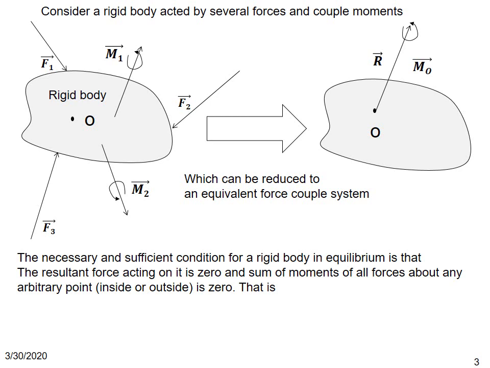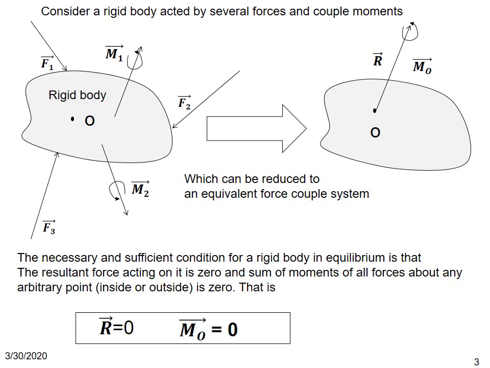Now the necessary and sufficient condition for a rigid body to be in equilibrium is that the resultant force acting on it is zero, and the sum of moments of all the forces about any arbitrary point inside or outside the body should be zero. That is, the net resultant force R should be zero, and the net moment of all the forces about any arbitrary point will be zero. So this is called the condition for static equilibrium for a rigid body.